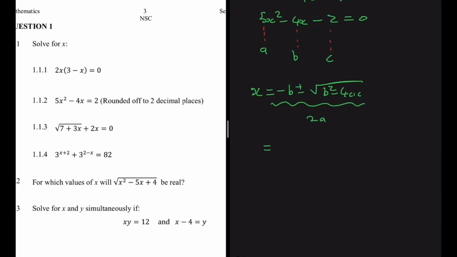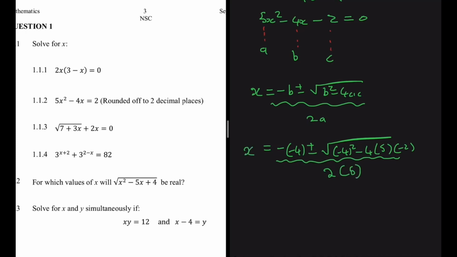So x will be equal to minus, we said b is minus 4, so minus minus 4, plus or minus the square root of b squared, which is minus 4 squared, minus 4ac, where a is 5 and c is minus 2, and then we divide everything by 2a. a is 5, like we've already said, so we just have that. So we're going to get x equal to.